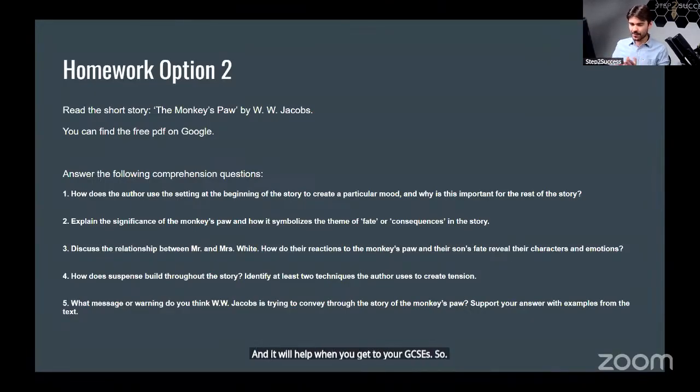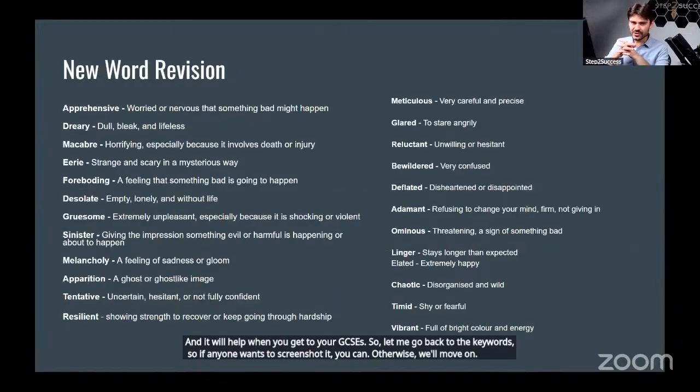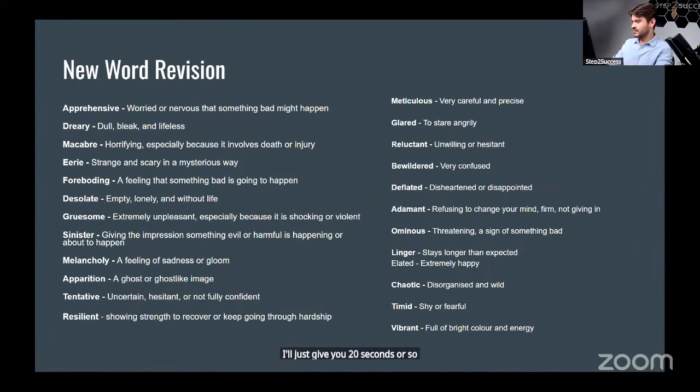So let me go back to the keywords. So if anyone wants to screenshot it, you can. Otherwise, we'll move on. I'll just give you 20 seconds or so if you want to take these. Right. Okay, then.